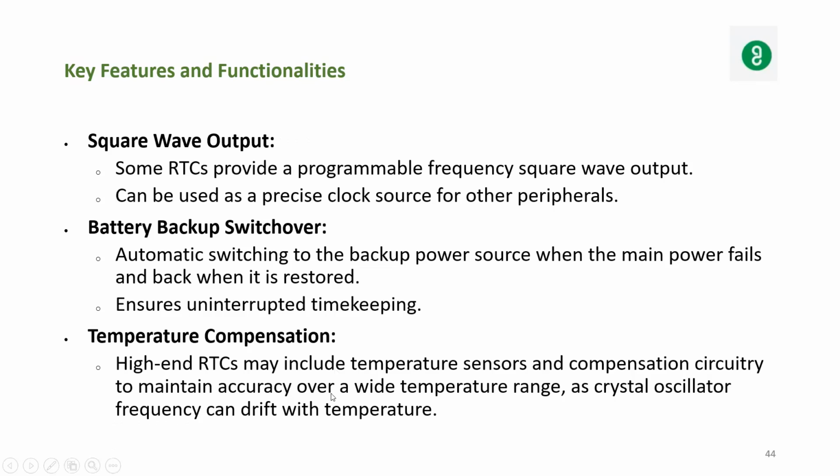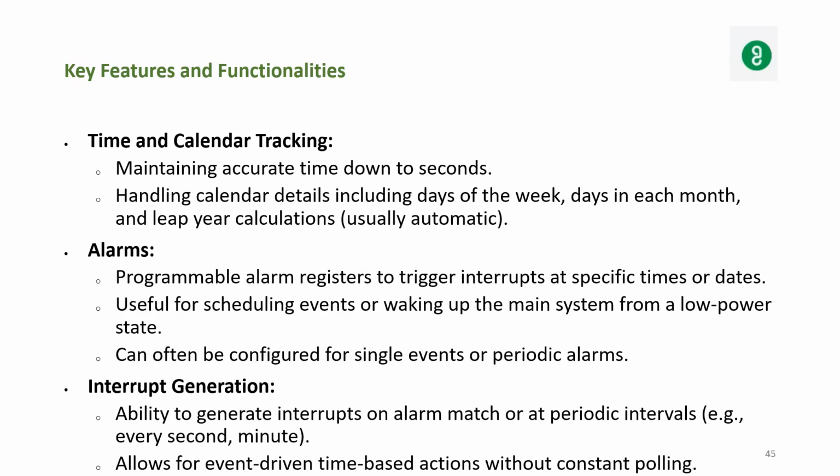Timekeeping will be possible here. Temperature compensation: high-end RTCs may include temperature sensors and compensation circuitry to maintain accuracy over a wide temperature range, since crystal oscillator frequency can drift with temperature. Time and calendar tracking: you can maintain accurate time down to seconds, including days of the week, days and month, leap year, everything. We can keep it in the device.